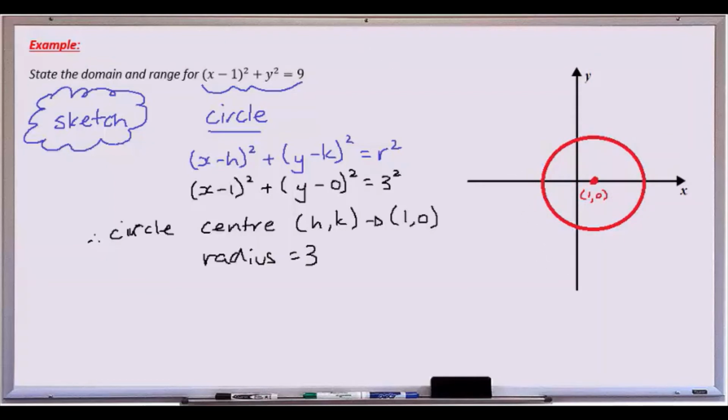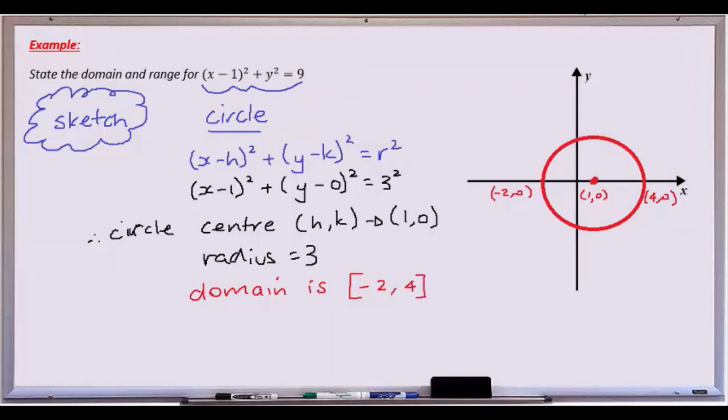And now I can start using my knowledge of geometry to find the points for domain and range. Now, if my radius is 3, let's have a look at the domain first, which are my x values. If my radius is 3, then from 1, if I go back 3, this is going to be at (-2, 0). That's going to be my x-intercept. And if I go forward 3, this will be at (4, 0). So therefore my domain will be, including these points, because remember the circle does touch those points, from -2 to +4.